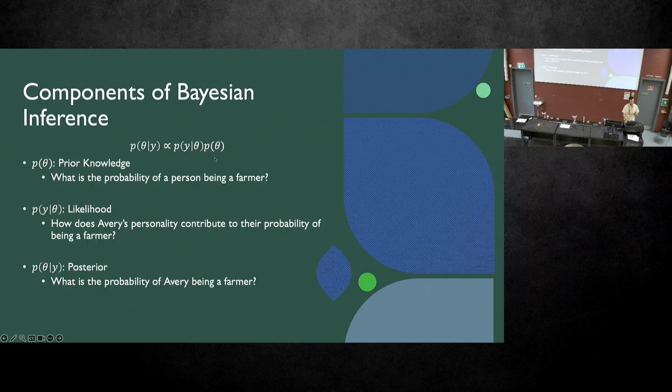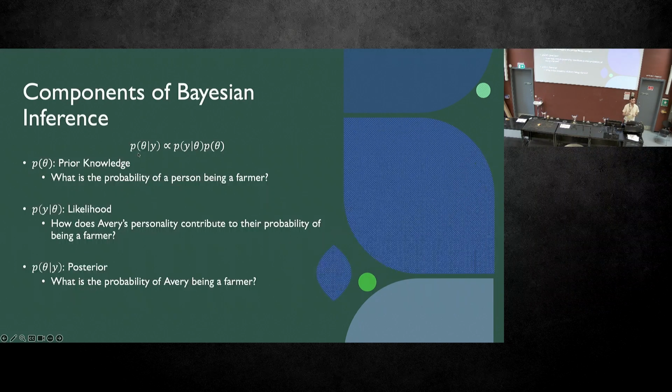And we estimate that using our prior knowledge, so these are our cultural norms, population statistics, expert knowledge. And we also consider our likelihood, our observed data. So it's the combination of these 2 that gives us our final conclusion.